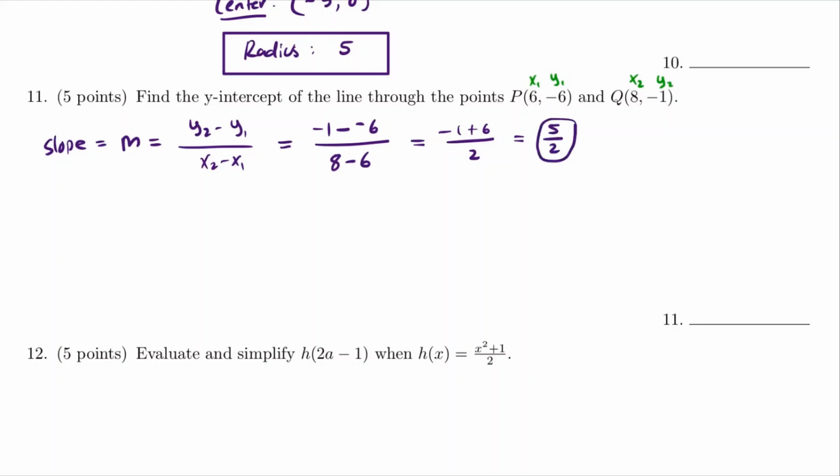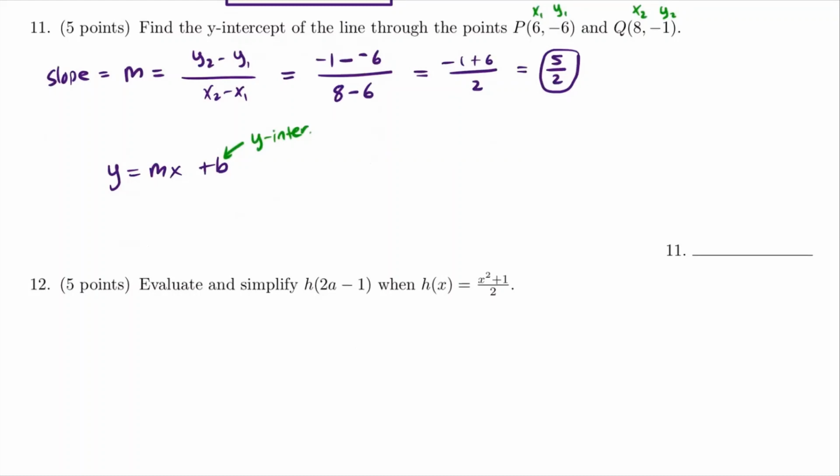So now I can use this equation, y is equal to mx plus b, to find the y-intercept, because this number right here, b, that is your y-intercept. So that's one way to do it. Feel free to use other techniques if you have learned them. This is the way I'm going to work it out.